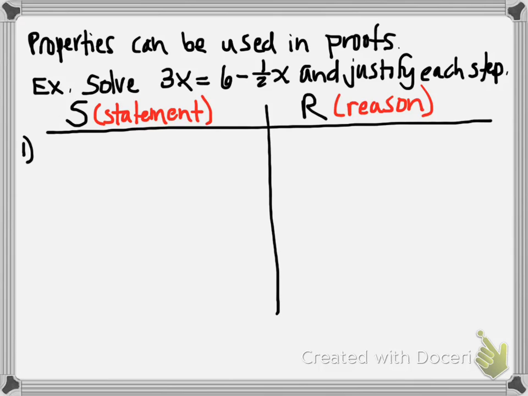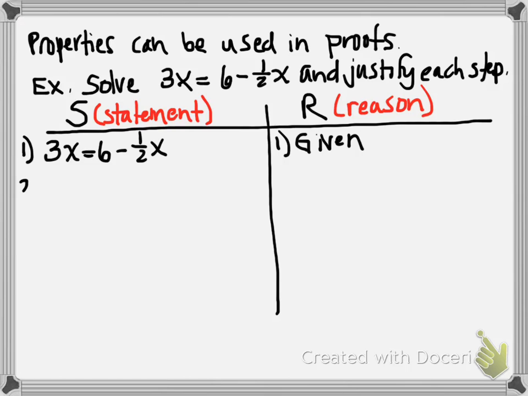So we start with what we were given, 3x equals 6 minus 1/2 x. And our reason we can state that is because it was given. So pretty much every single proof starts exactly that way. You take the hypothesis or the given information, you put it in as your first step, and you say given. Some people like to split them up.